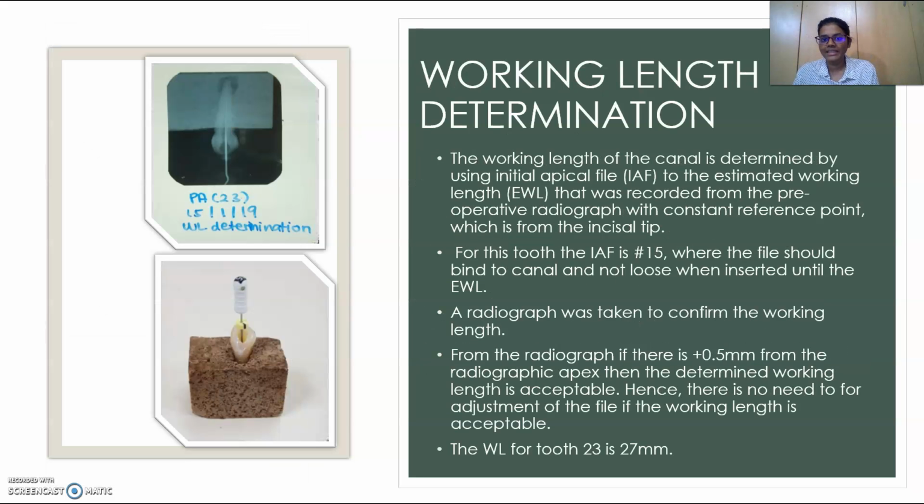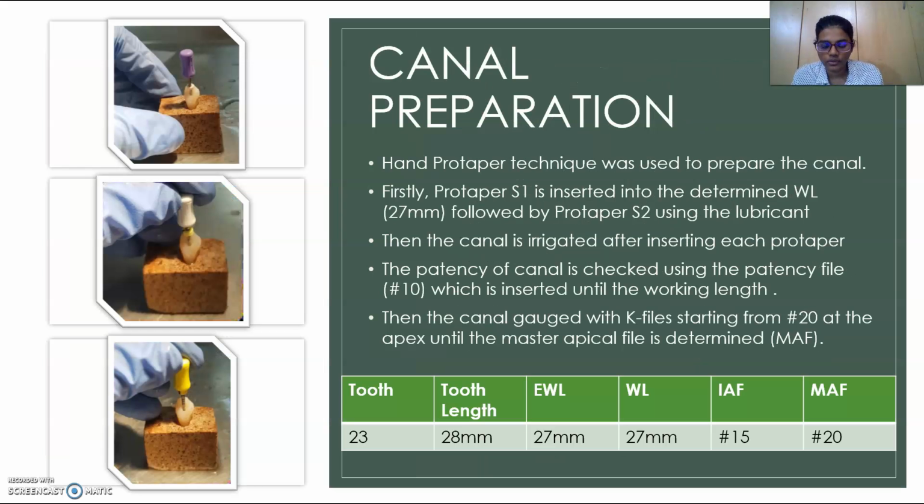Next will be working length determination. Working length determination is insertion of the K file, the initial apical file, up to the estimated working length, and a radiograph is taken to confirm the working length. In this case, I've used the initial apical file, which is K file size 15, and the working length for this 2.3 is 27 mm. The table below shows the estimated working length, IAF, and MAF.